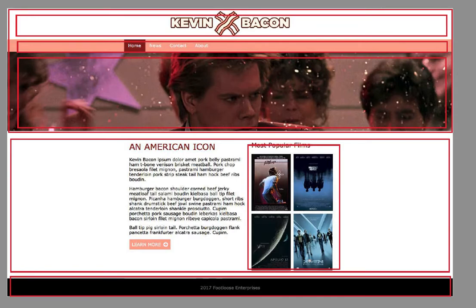Now that I have my basic mental idea about where all these things are, let's take a look at the tags that we've been given in the Kevin Bacon site, and then this will be our jumping off point to talking about the HTML5 semantic markup tags.